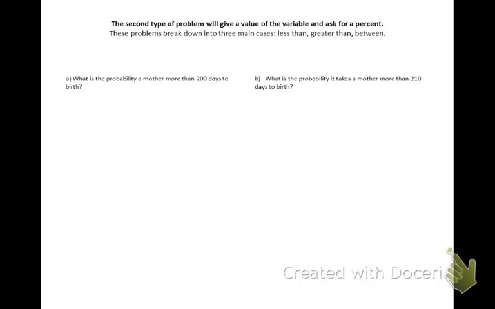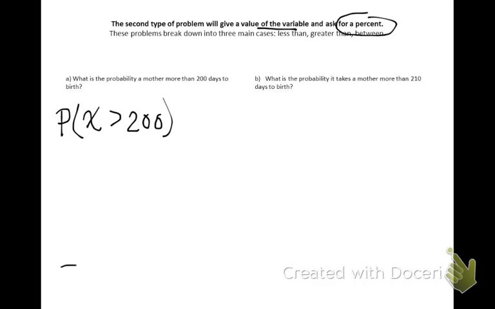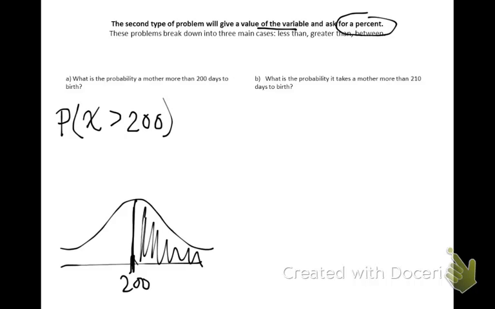What is the probability a mother takes more than 200 days to birth? In terms of notation, this is the probability that x is greater than 200. And this is the second type of problem. I'm going to give you a value of x, and you're going to give me back a percent. To do this, let's start by drawing a picture of what's going on. Here's 200. That was the mean on our diagram. And we want to know the probability of being 200 or greater.